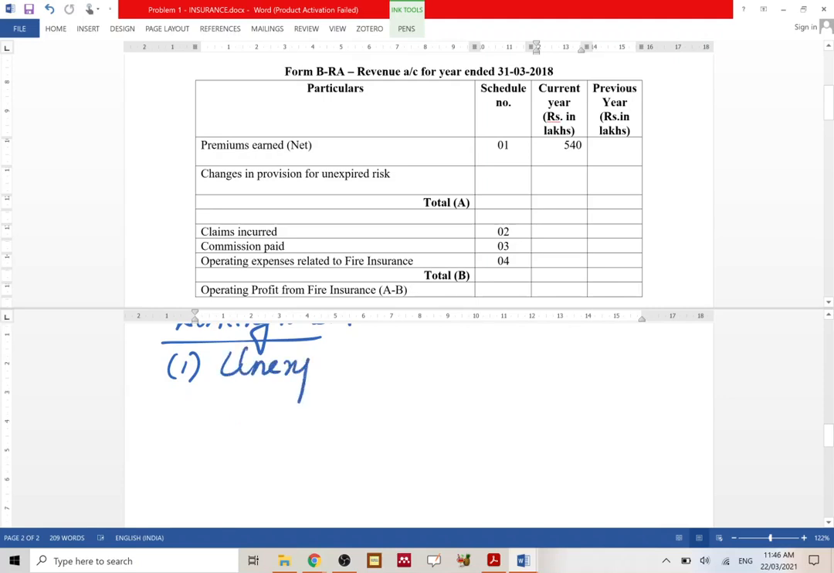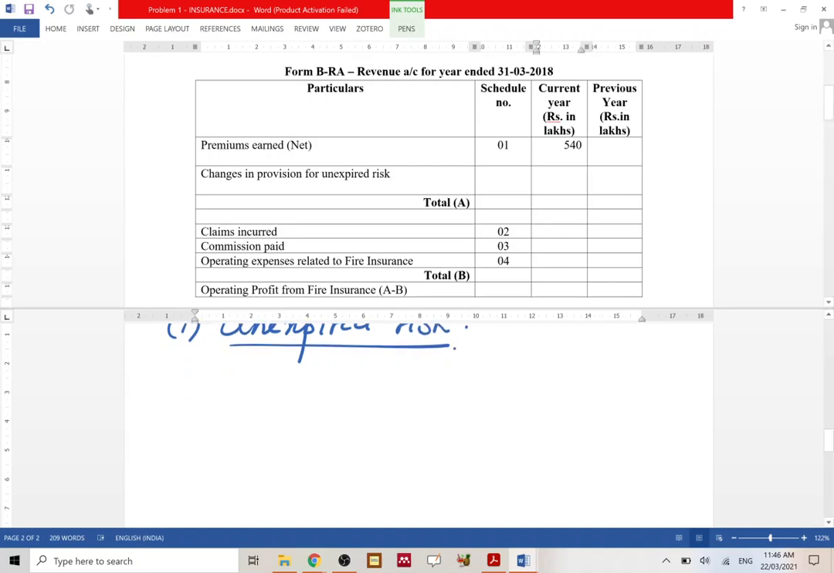Now we need to calculate two things. First, what is the provision of unexpired risk for the current year? Second, what is the change, the difference between the current year's provision and the previous year's provision? So I subdivide, I say A, provision for unexpired risk.